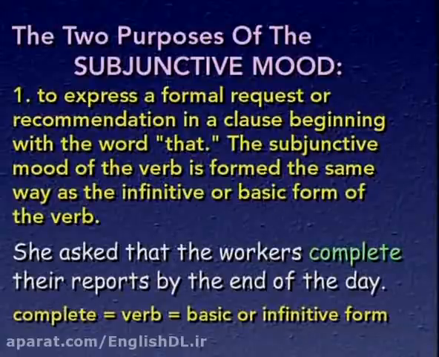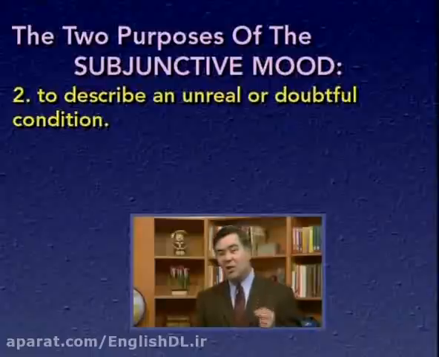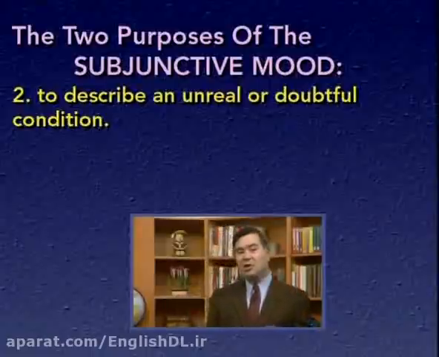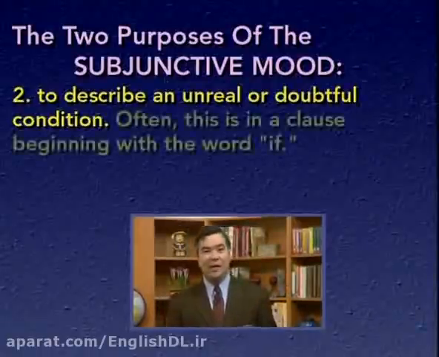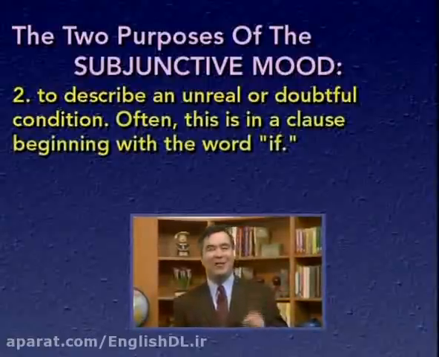So this is the first illustration of how the subjunctive mood might be used in English, to express a formal request or recommendation in a clause beginning with that. And the verb in the that clause should simply be in the infinitive or basic form. Now, the second way in which the subjunctive mood is used is to describe an unreal or doubtful condition. In other words, to describe something that isn't true or is unlikely to be true.